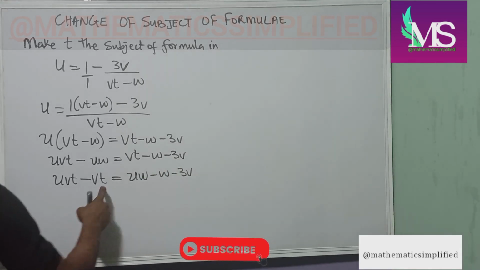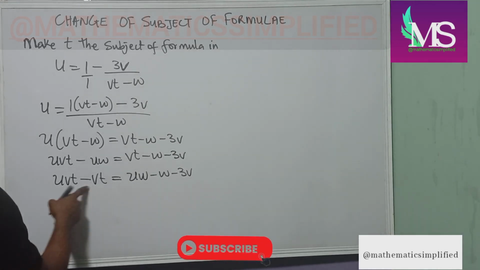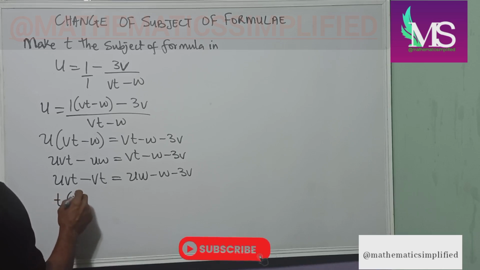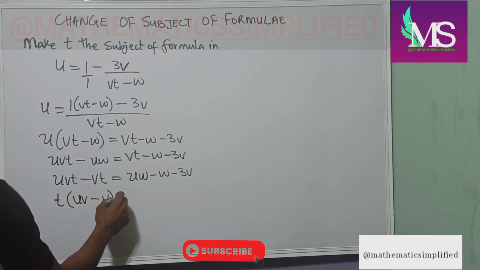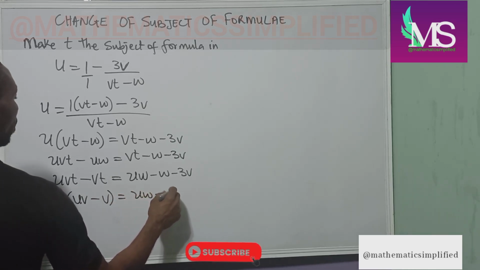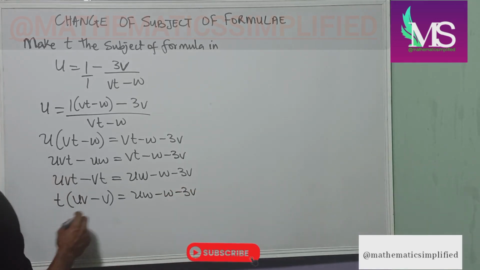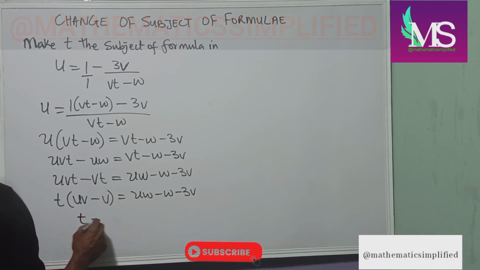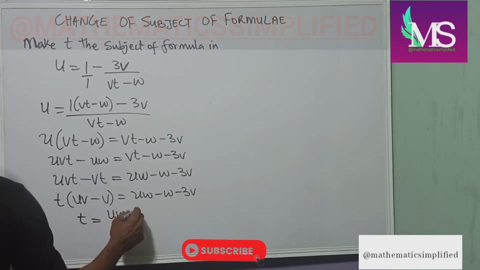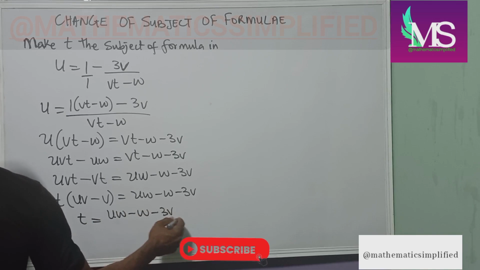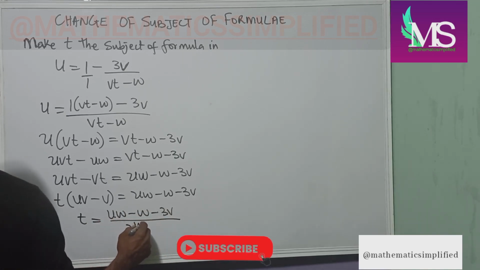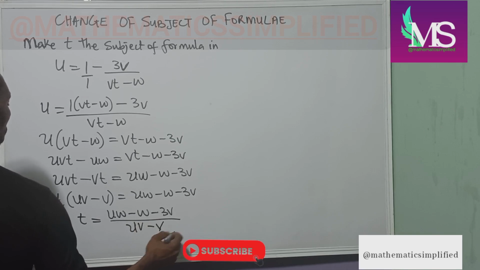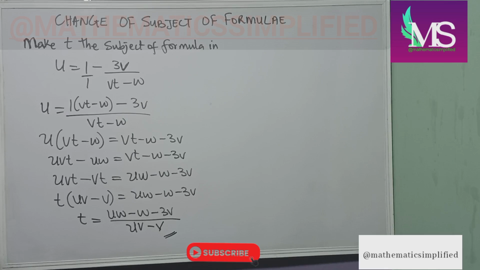Now, factorizing this, we have t is common. So t bracket uv minus v equals uw minus w minus 3v. So dividing both sides by this, uv minus v, we have t equals uw minus w minus 3v all over uv minus v. Now with this, we've made t the subject of the formula.